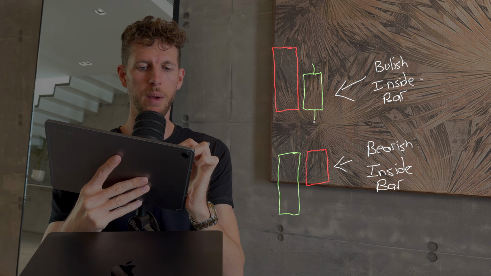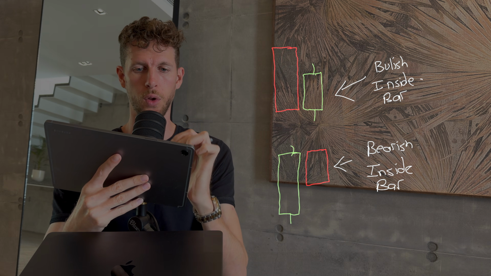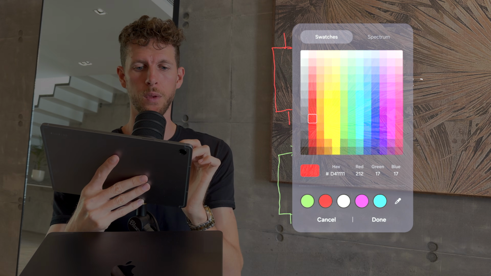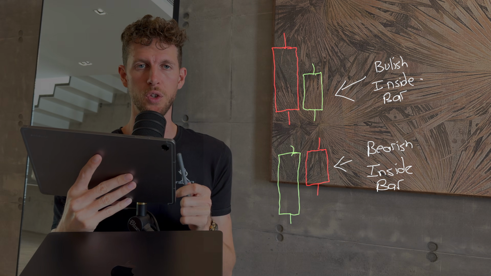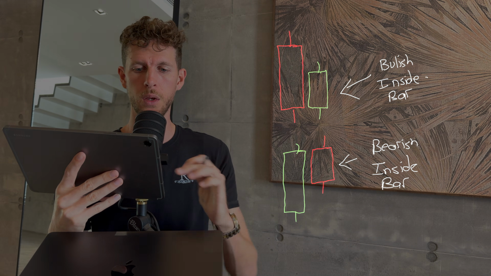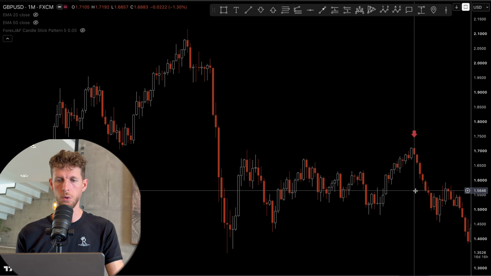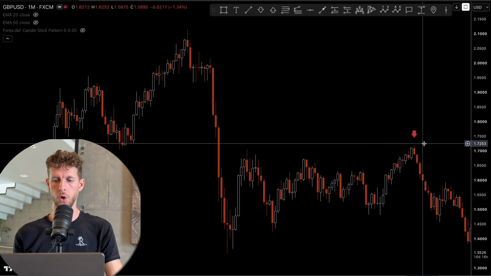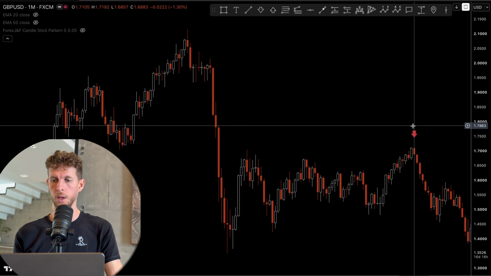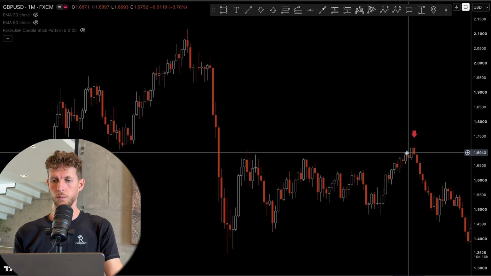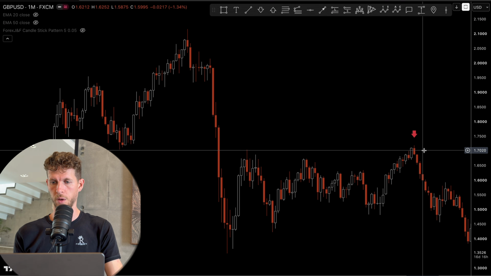And again, it doesn't matter about the wicks. It could have wicks, it could not have wicks. We're talking about the body size of the latest candle being smaller than the body of the previous candle. And let's have a look on the charts here for a real life example. There's an example here on pound dollar on Tuesday the 1st of July 2014. You can see there we have an example of a beautiful bearish inside bar that's happened there.